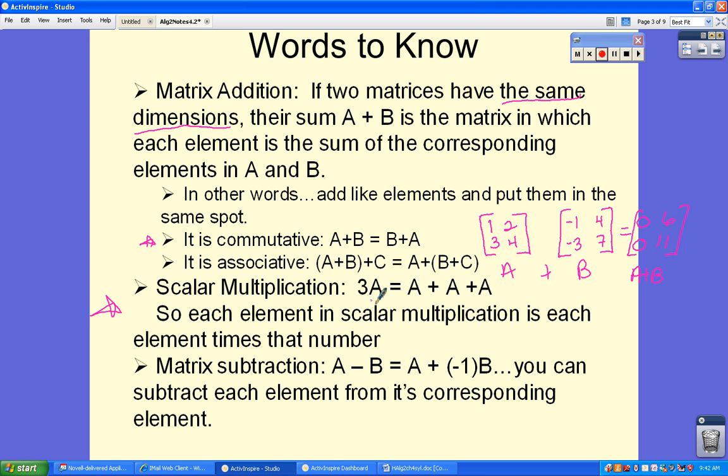What does 3A mean? Okay, 3A means A plus A plus A. So if I was looking at 3A, I could write this out 3 times. 1, 2, 3, 4 plus 1, 2, 3, 4. I'm going to throw the other one over here because I'm short on space. Okay, and I have 1 plus 1 plus 1. That is 3. 2 plus 2 plus 2, that's 6.